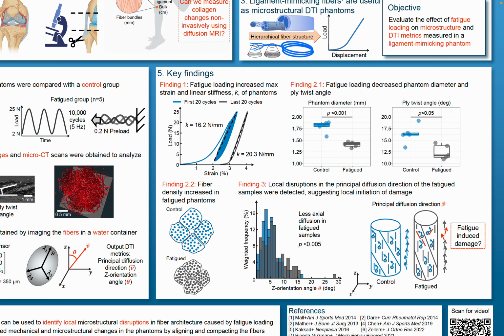How is this possible? You may be asking yourself. Well, what happens is that there were local regions in the fatigue samples where we found a disrupted principal diffusion direction. What this says is that there are some specific regions of the fatigue samples where we can have a disrupted fiber microstructure caused by fatigue damage that we were able to detect using diffusion tensor imaging.